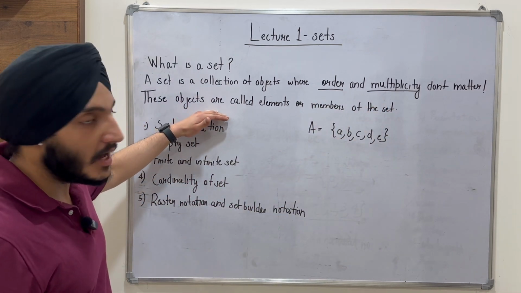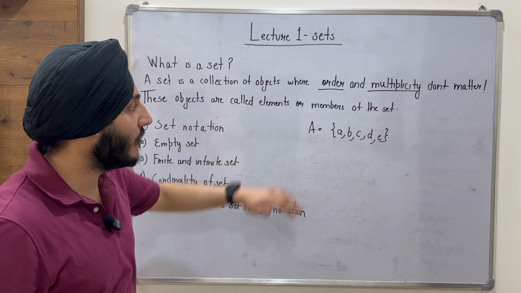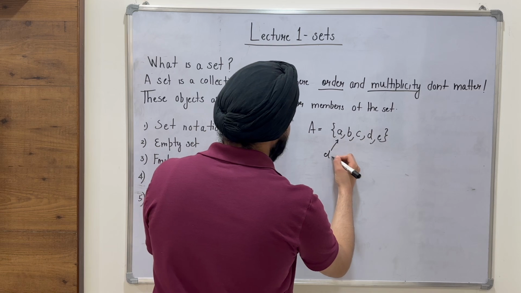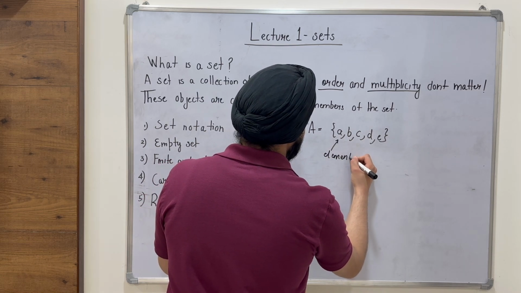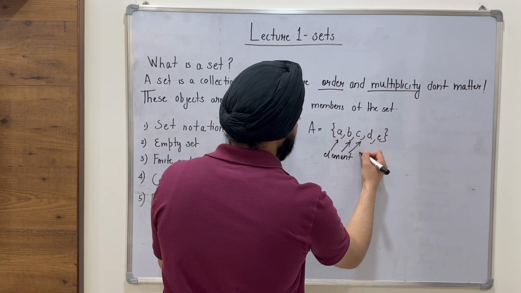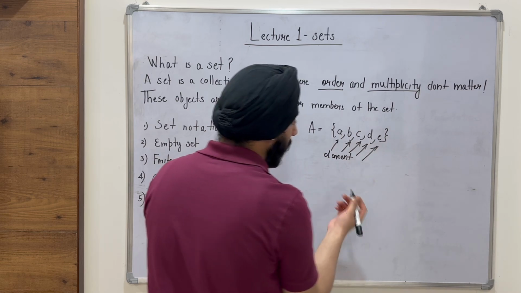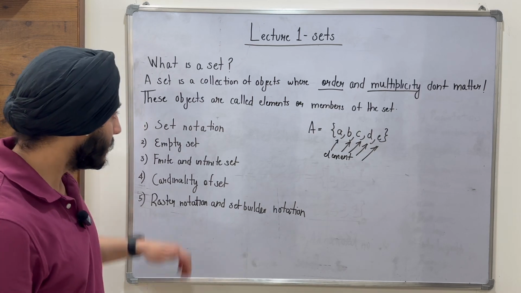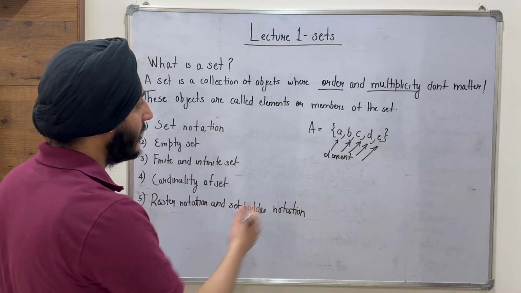These objects are basically called the elements or members of the set. In very simple words, a over here would be an element of the set, right? Similarly, b, c, d, and e. All of them would basically be the elements of the set A, right? I hope this statement is very clear.